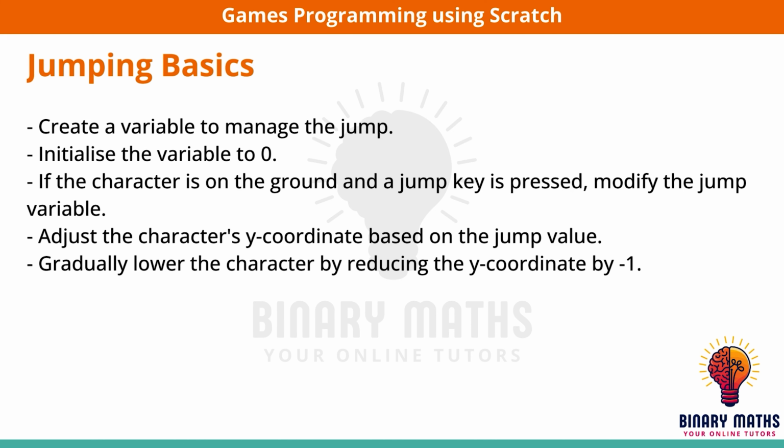Okay, now let's move on to jumping. To make your sprite jump, you'll need to create a variable to control the jump. Start by setting this variable to 0. When your character is on the ground and you press a key, like the up arrow, you'll change the jump variable to make your character move upward. You'll also need to adjust the Y coordinate of your sprite to make it go up and down. To bring your character back down smoothly, you can reduce the Y coordinate by 1 over time. This creates a nice, gentle landing effect.